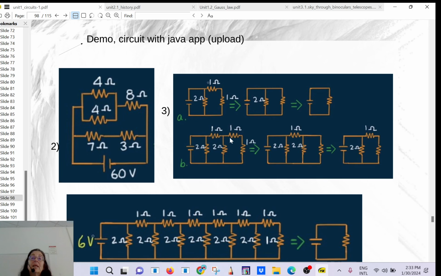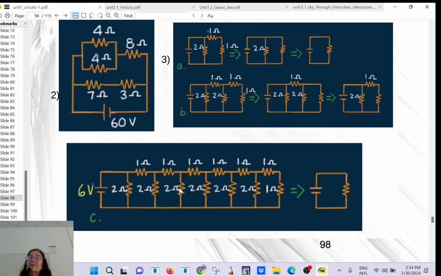Okay, let's try this one. 1 and 1 is 2. 2 and 2 is 1. And then I have 1 and 1 is 2. And 2 and 2 is 1. So regardless of this network, I'll always end up with 1. You see? 1 and 1 in series is 2. 2 and 2 in parallel is 1. 1 and 1 in series is 2. 2 and 2 in parallel is 1. And so forth and so on.